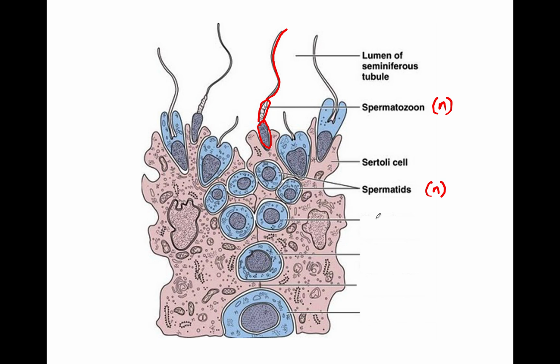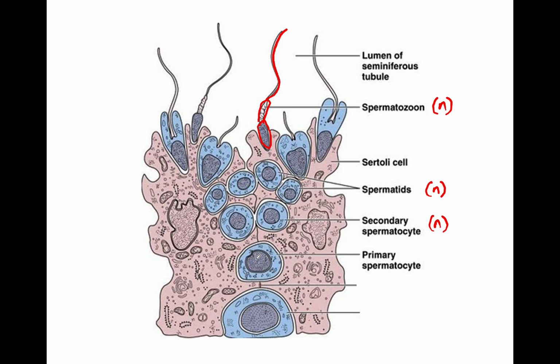Below the spermatids in this diagram are the secondary spermatocytes. The secondary spermatocytes are produced as a product of the first meiotic division. So these are also haploid. Before the secondary spermatocytes, we have the primary spermatocytes.